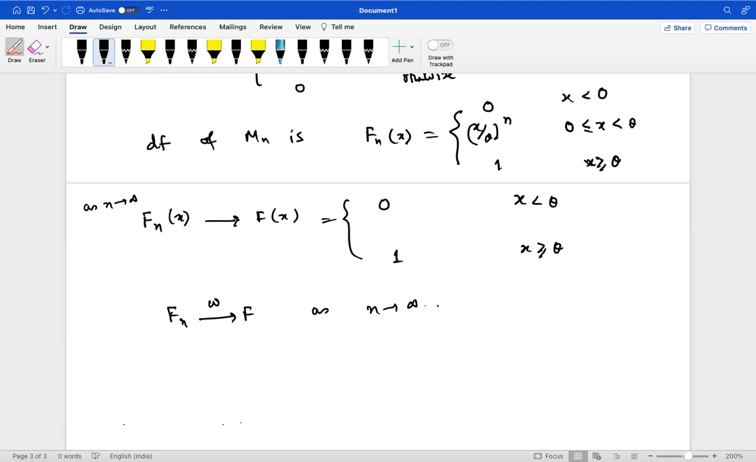So this is an example of a sequence of distribution functions converging to a distribution function. The previous example is a sequence of distribution functions which converges pointwise, but the pointwise limit is not a distribution function. There are several other examples in the book.